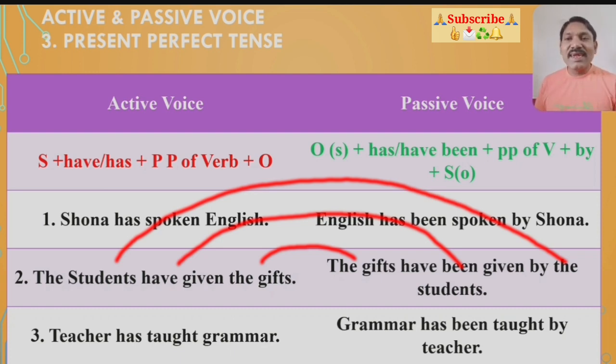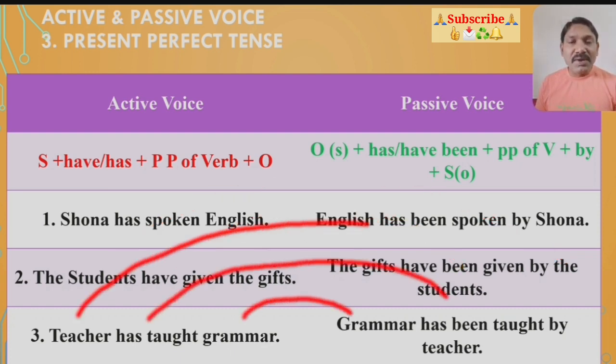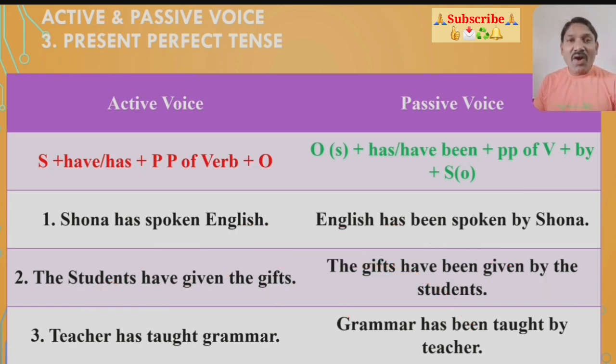Now the last one: the teacher has taught grammar. Okay students, now see, teacher is the subject here, has taught is the verb, and grammar is the object. So the object becomes the subject and the subject becomes the object. So grammar has been taught by the teacher. Grammar becomes the subject here, has been taught is the verb, and by plus teacher is the object now.